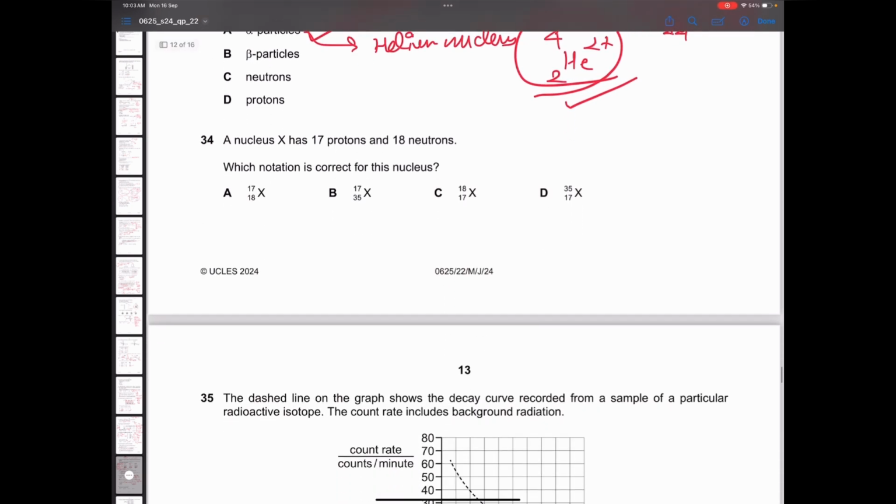A nucleus has 17 protons and 18 neutrons. So at the bottom, the proton number is written. So 17 is here, 17 is here. And at the top, the mass number is written, not the neutrons. The mass number is 17 plus 18, which is 35. So answer D will be correct.